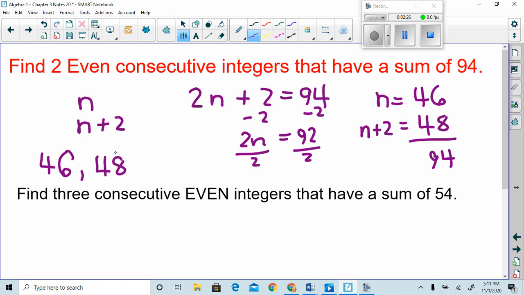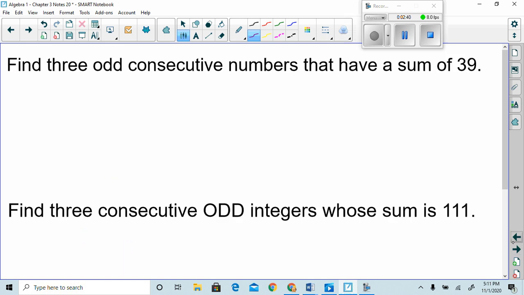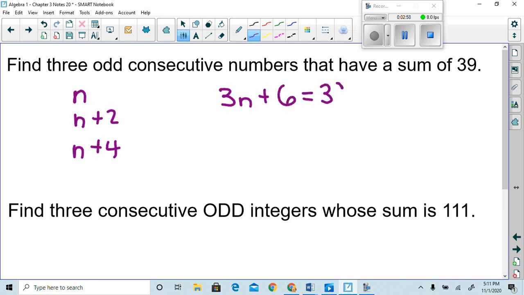Now, if I want 3 consecutive numbers, I would do the same type of thing. Again, if they're even, it would be n plus 2, and n plus 4. What if I asked you for odd numbers? Again, it would be the same setup as the even, because it would be 1, 3, 5. It would be every other number, n plus 2, and n plus 4. When I combine those like terms, I get 3n plus 6, and that has a sum of 39.